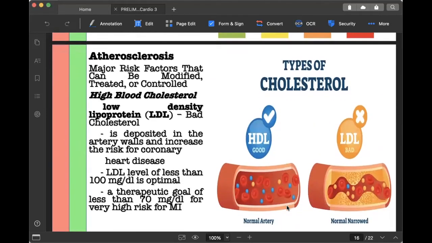Your LDL is deposited in the artery walls and increases the risk of coronary heart disease. Your LDL level of less than 100 milligrams per deciliter is optimal, with a therapy goal of less than 70, and a level higher than that is at risk for MI. And as you can see here, of course, this is the good cholesterol and this is the bad one. So the deposits of fats in this kind of disease for these people are very high, and of course the normal blood flow is being narrowed down.